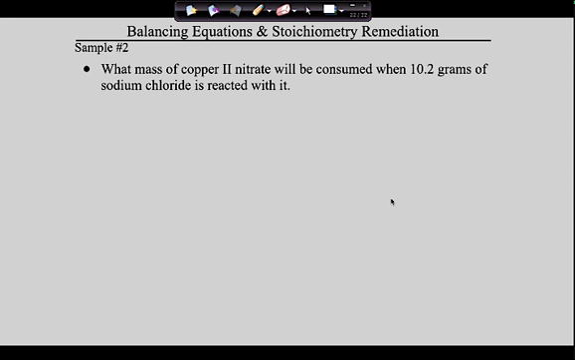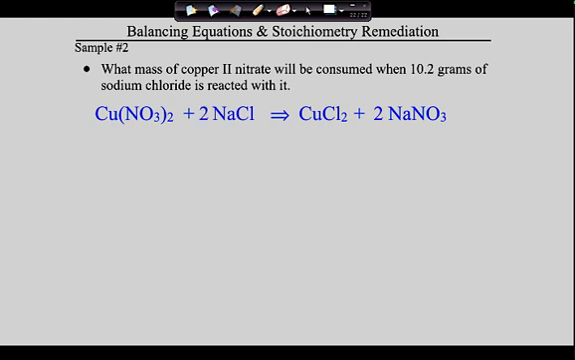So, this is a typical mass-mass problem. It says, what mass of copper 2 nitrate will be consumed when 10.2 grams of sodium chloride is reacted with it? Now, you probably noticed that on the test, we gave you the balanced equation. When you were given this equation, it was balanced for you, and that will be the case in all of the remediation stuff as well. We will be giving you the balanced equations.